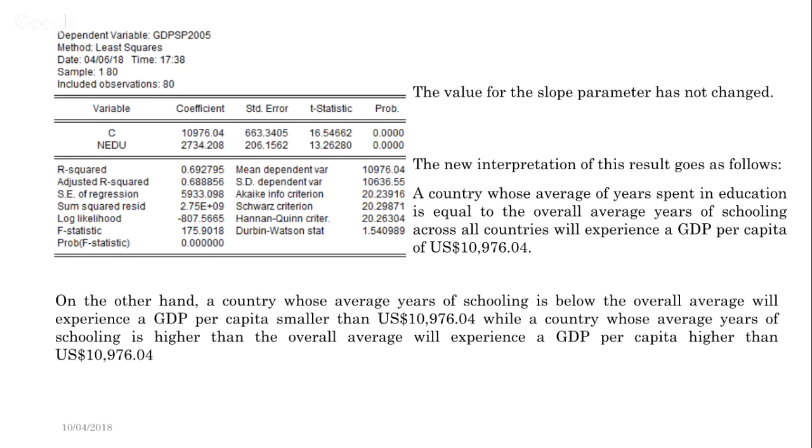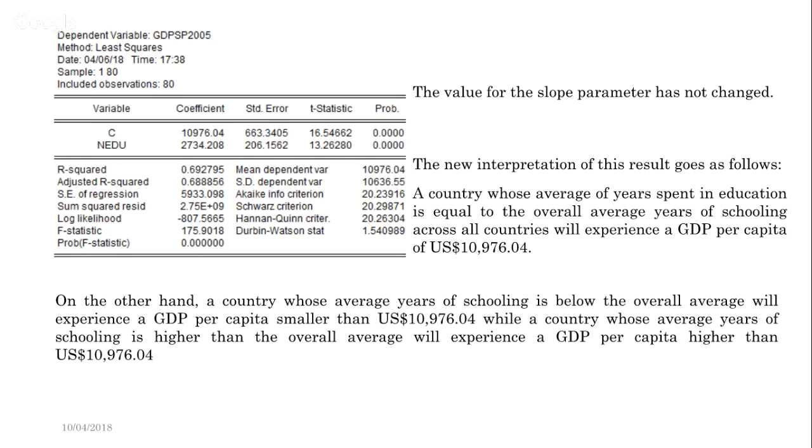Now, let's look at the intercept. That's more interesting. Now it's 10,976 instead of negative 9,000. The interpretation is still the same: 10,976 is the value of GDP per capita when education new is zero. But now the meaning of education new being zero is different.